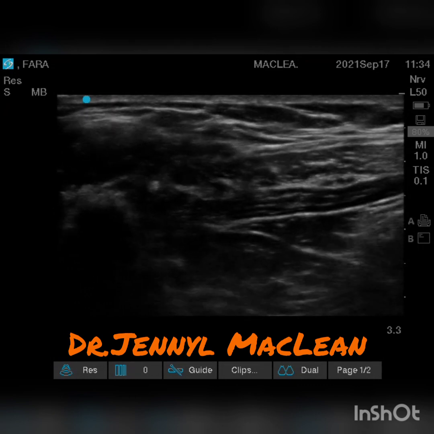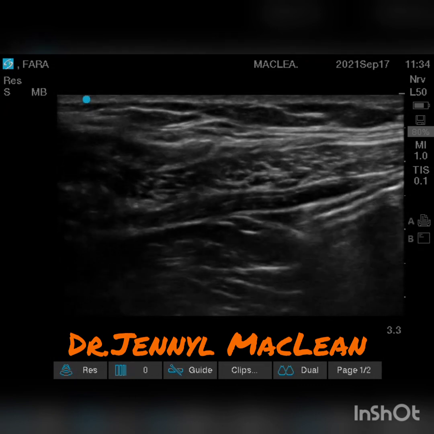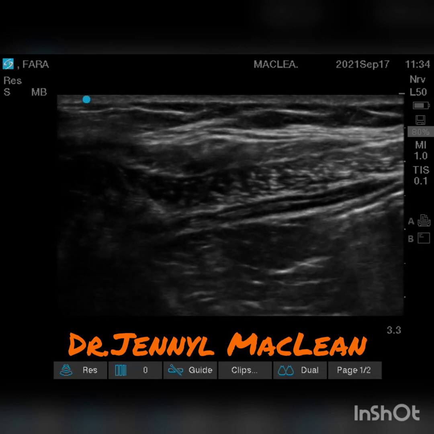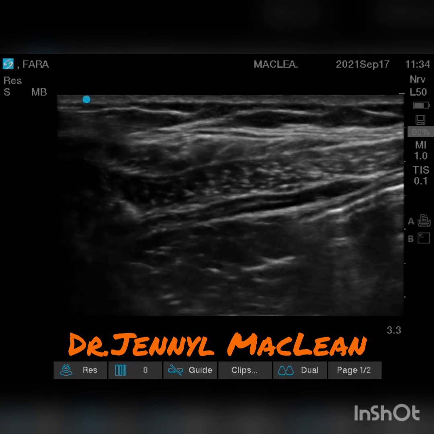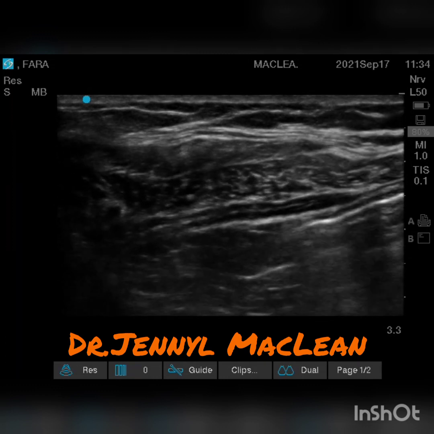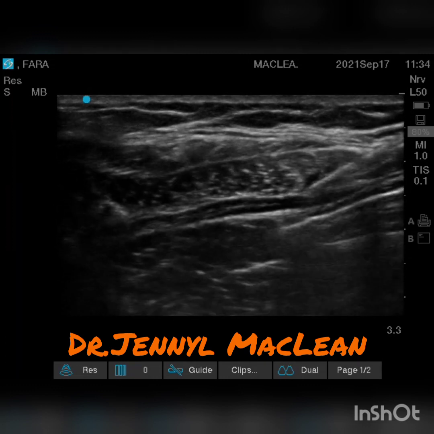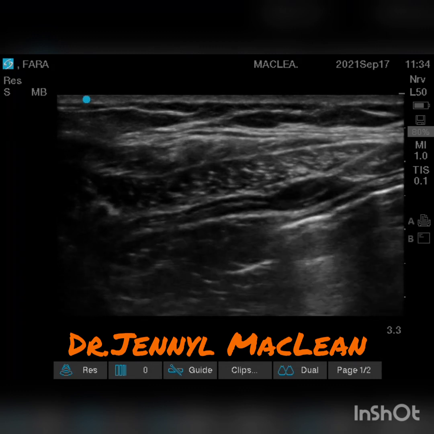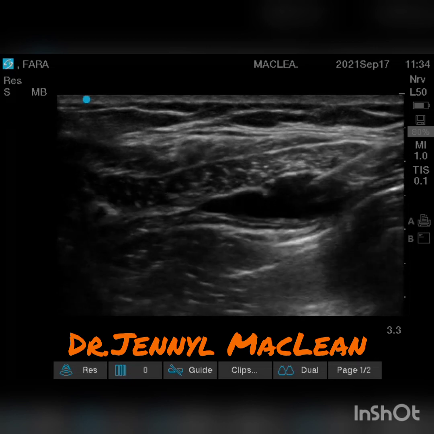You can see the hypoechoic shadow on the probe marker, which is nothing but the anterior superior iliac spine. And then you will see the three muscles, the external oblique, internal oblique and the transverse abdominis. You see the three dots close to the needle, which is nothing but your iliohypogastric and ilioinguinal nerve.